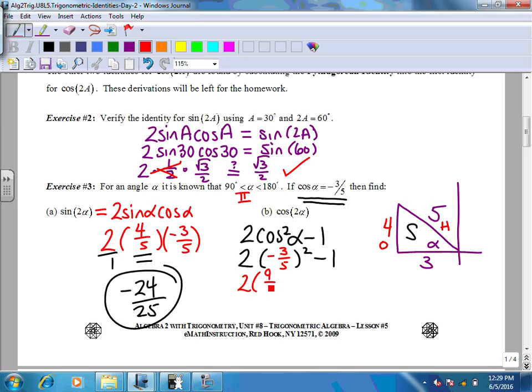Negative 3/5 squared is 9/25. 2 times 9/25 is 18/25. I'm not making a 25 here. 18/25. Number 1 we can rewrite as 25 over 25. So that's where you get negative 7 over 25. But again, don't try to be a hero. Make sure you check your answers on the calculator so you don't make any silly errors.